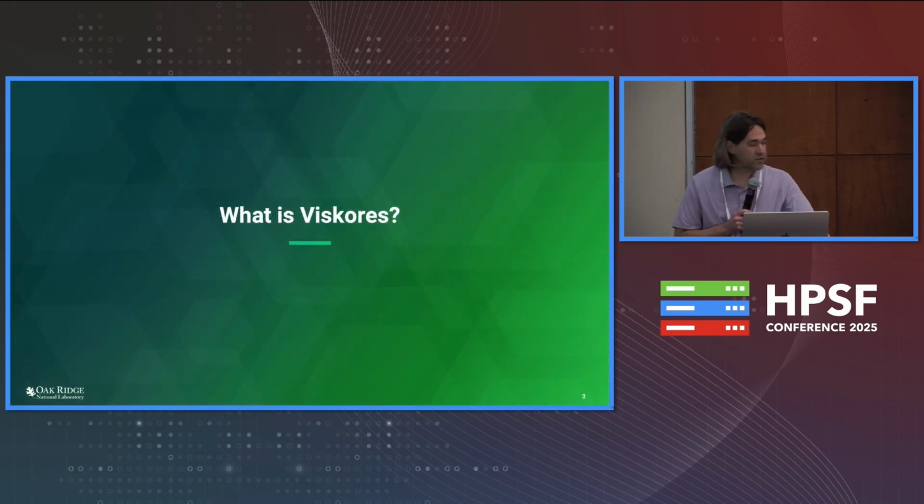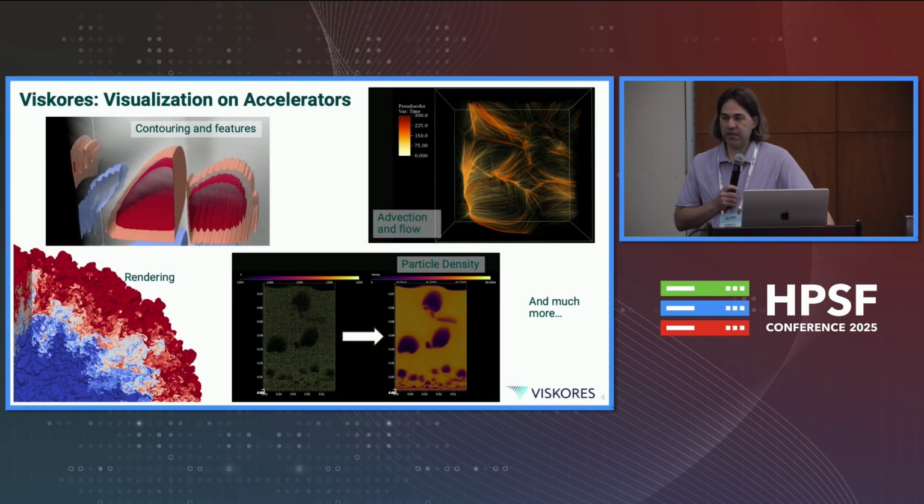So let's start with what is Viskores. Viskores, in a nutshell, is visualization on accelerators. Since the 2010s, we've seen in HPC, at least on the largest machines, the majority of floating point computation come from things like GPUs that have an extraordinary amount of parallelism associated with them, and the visualization and data analysis has to move along with that as well.